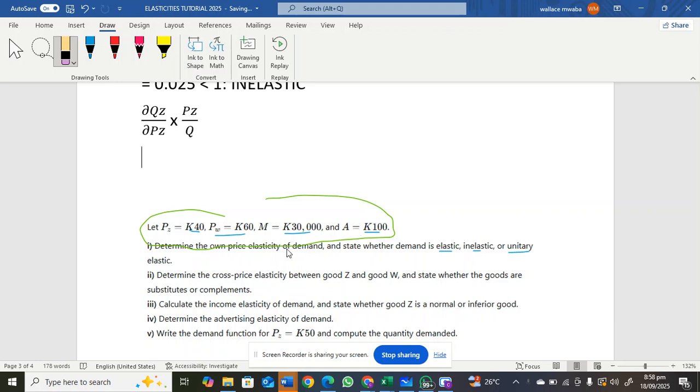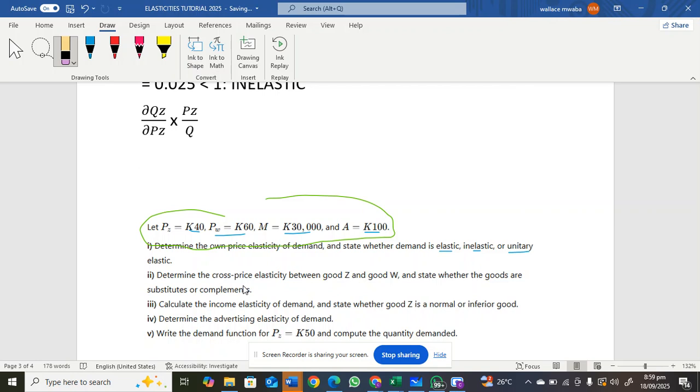So on part 2, determine the cross price elasticity between good Z and good W and state whether the goods are substitutes or complements. So cross price elasticity of demand is how the quantity demanded of one good is affected by the price of another good.